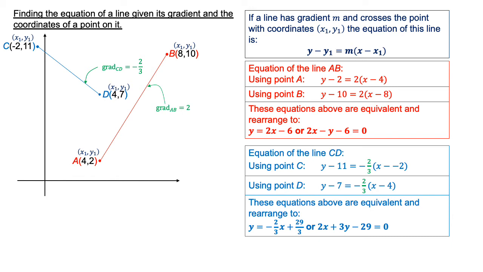If I remove the fraction, so I multiply that whole equation by 3 and collect all the terms onto one side, you get the equation 2x plus 3y minus 29 equals 0. But the left hand one is more useful initially because you can see exactly the gradient and the y-intercept. So there we are, that's how to use this particular equation.